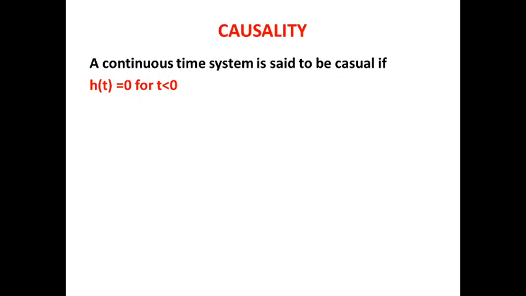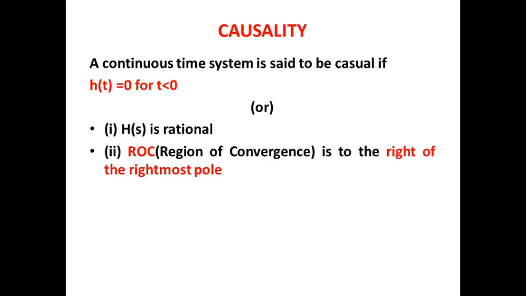Similarly, the other unique way to calculate causality is using the ROC in S domain. There are two conditions that have to be satisfied for a system to be causal. First one is h of s should be rational. Second is the ROC is to the right of the rightmost pole. If these two conditions are satisfied, the system is said to be causal.